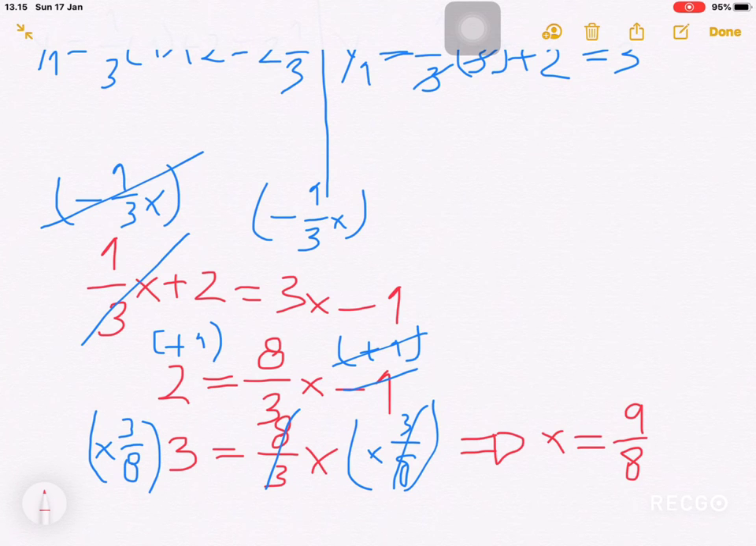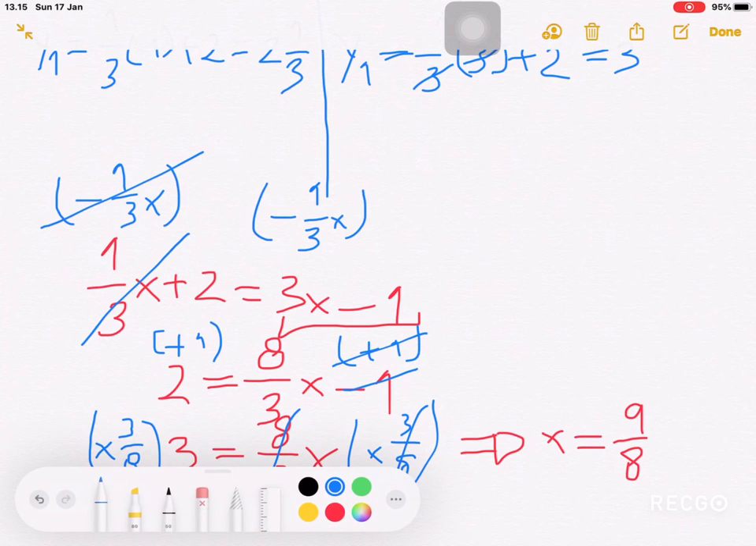And how do you find the y coordinate, you may ask? Well, you can just simply substitute it into one of these expressions. It doesn't really matter which one, because we just set these to be equal to each other, so we just plug into this one.